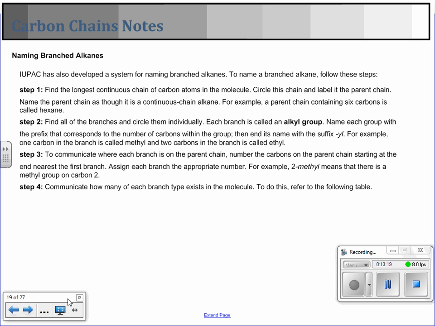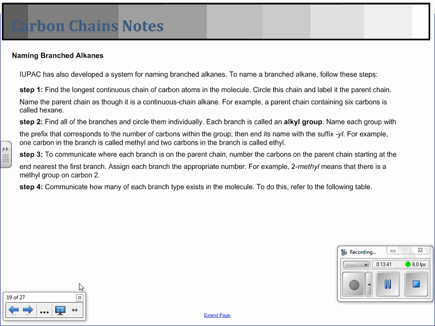Then we need to find all of the branches and circle them individually. Each branch is called an alkyl group, and we need to name each group with the prefix that corresponds to the number of carbons in that group, and then end with the suffix -yl. For example, a 1 carbon branch is called methyl, and a 2 carbon branch is called ethyl.